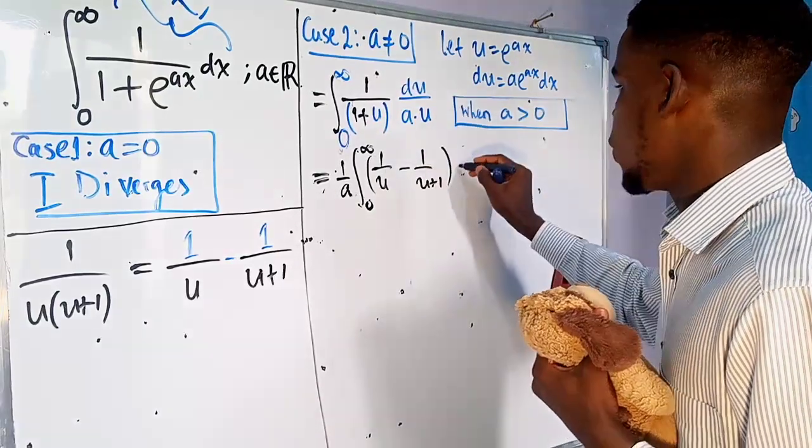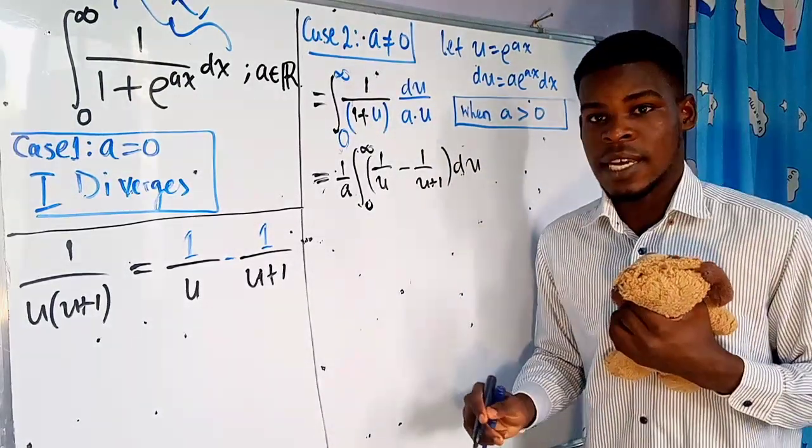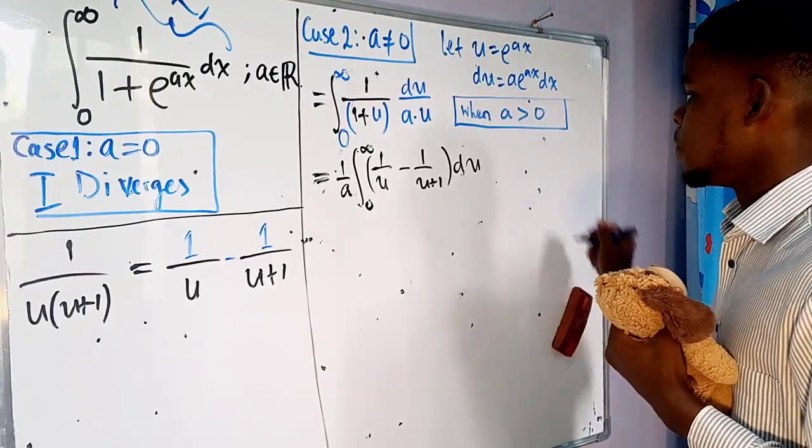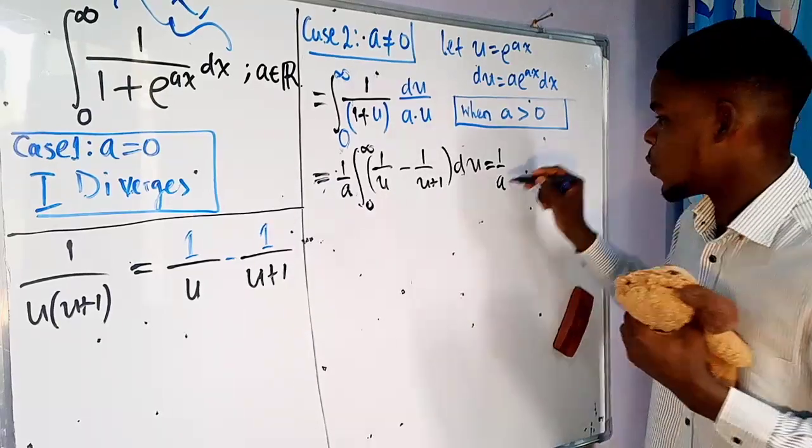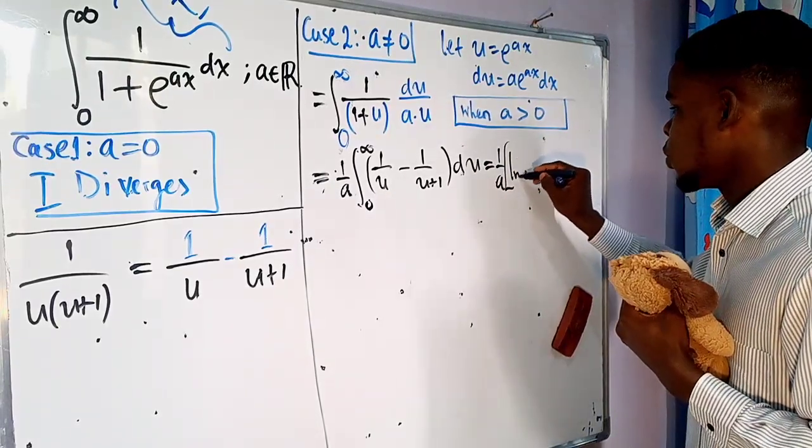And then we put the du over here. Okay, that's nice, isn't it? So let's see. This will become, well, let's put 1 over a out here. Well, when we integrate 1 over u, we're just going to have natural logarithm of u, right?